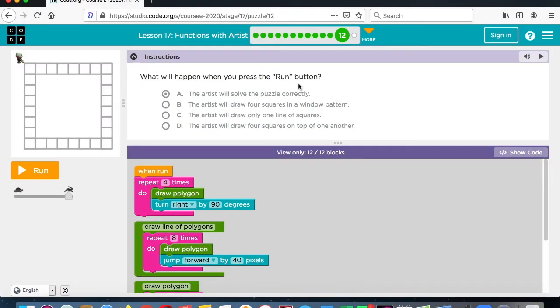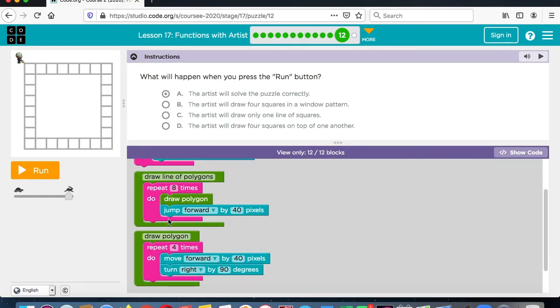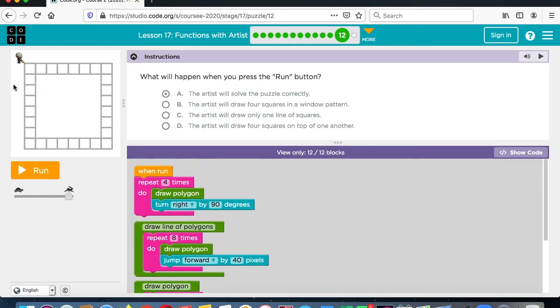Okay, so let's take a look at this one. What's going to happen? Well, it's going to draw a polygon, which is a square. It's going to draw a square, and it's going to turn to the right. But the problem is it needs to jump. There's no jump. So this one I can't answer it, but this is not going to work because it doesn't have a jump.